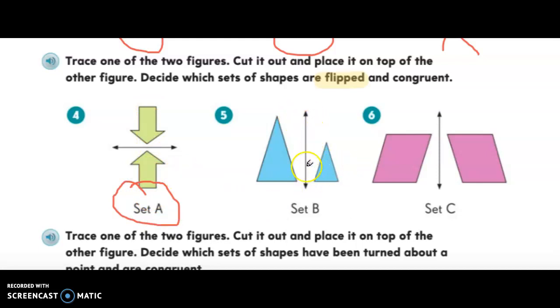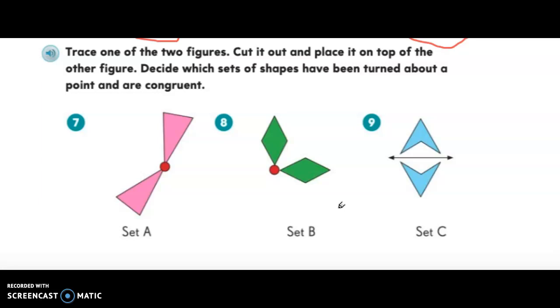Now set B, okay, this one is doing the hot dog fold. So if we flip this over that line, that one would be all the way up here. So that does not work. This is not a flip. These shapes are not congruent. Now set C, it is again flipping along that hot dog fold line. So if we think about it, if we folded it in half that way, would these line up? And it would. So this is a flip because they're the same size and shape, and they would line up if they were folded along that line.